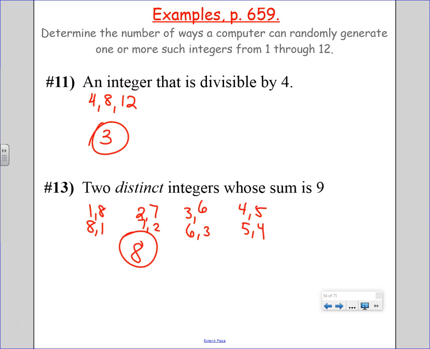The name for listing out all the different possible outcomes is called the sample space of a problem. All the possible outcomes. It's called the sample space. So when I refer to the ways that a computer could, taking 1 through 12, generate 2 of them or choose 2 of them, I'm talking about the sample space. I might start using that more just to make it more familiar to you guys.